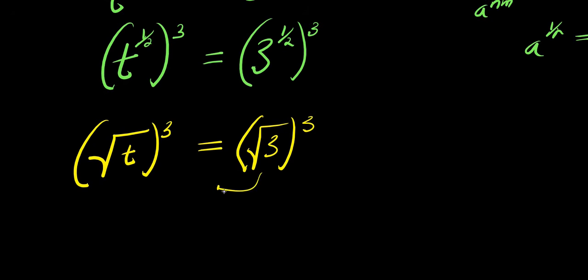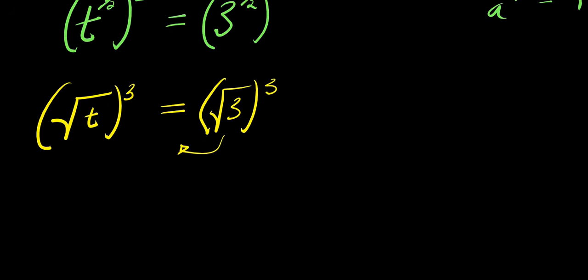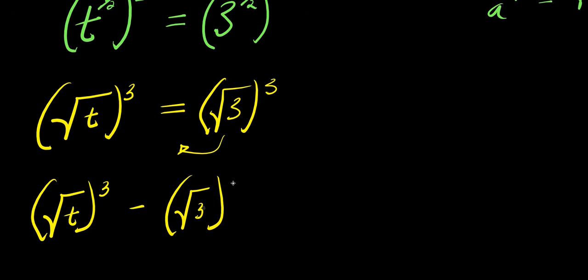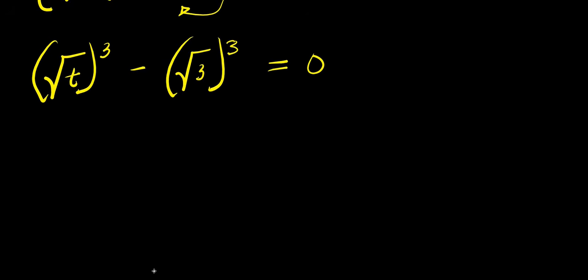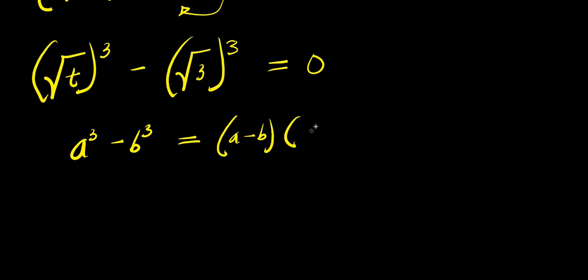So I can decide to move this over here. I will have square root of t raised to the power of 3 minus square root of 3 raised to the power of 3, and this equals 0. So from here, if you have a to the power of 3 minus b to the power of 3, this equals a minus b times a squared plus ab plus b to the power of 2.